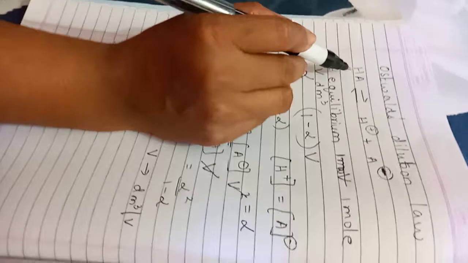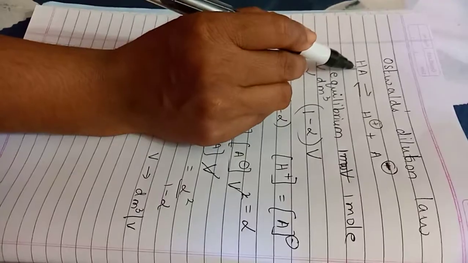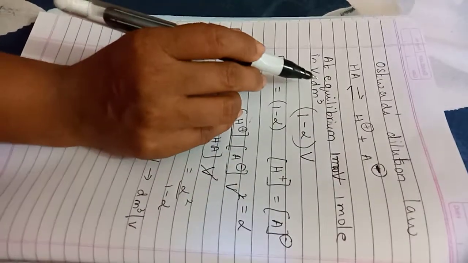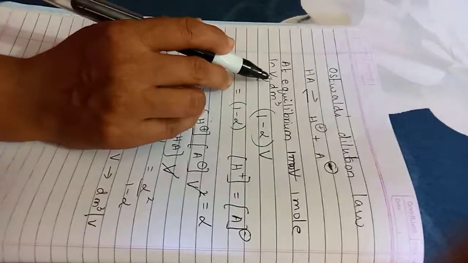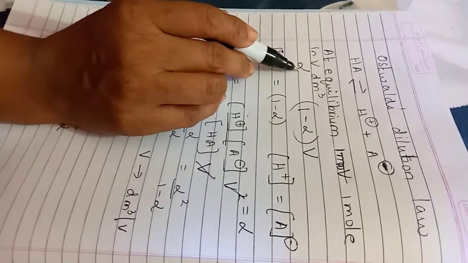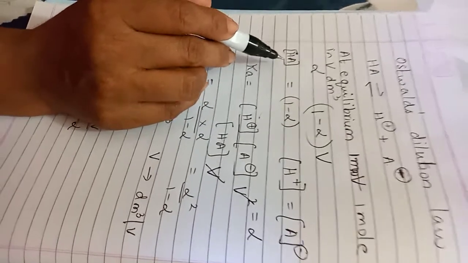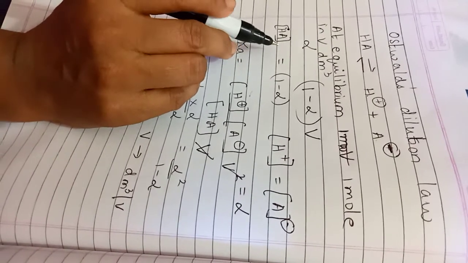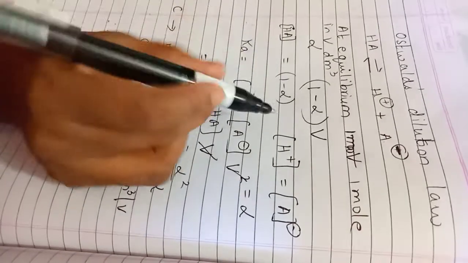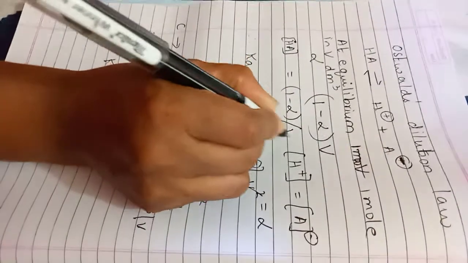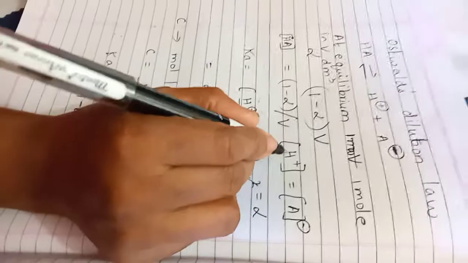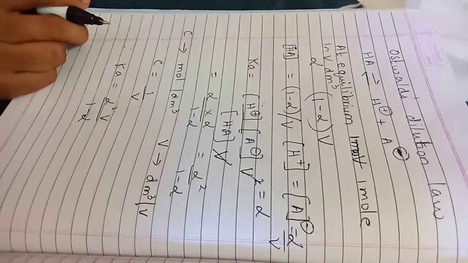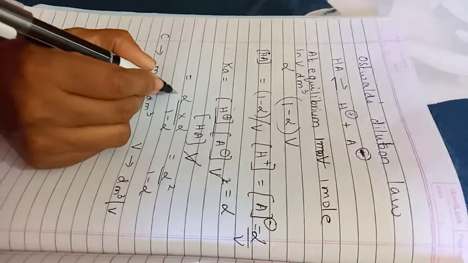I'll repeat again. Consider the dissociation of a weak acid HA, which dissociates to form cations and anions. At equilibrium, let 1 mole of weak acid be dissolved in volume V dm cube of water. Let alpha be the degree of dissociation. Then how do you write the concentration of HA? It will be 1 minus alpha by V, mole per dm cube. Concentration of H and A will be alpha by V each.